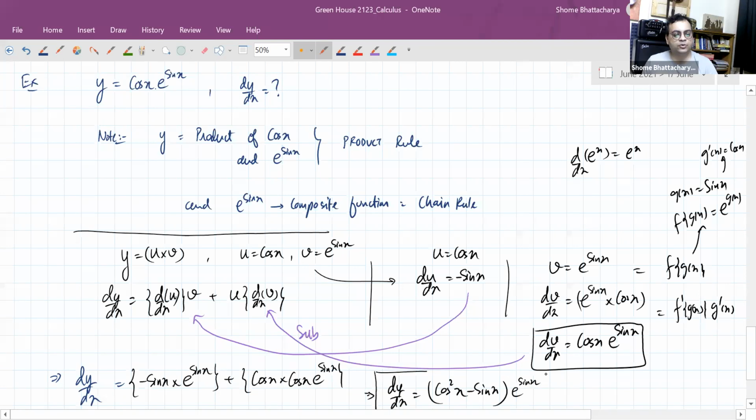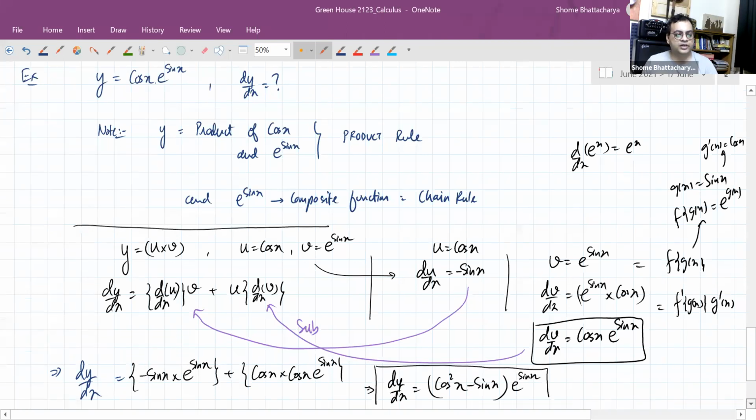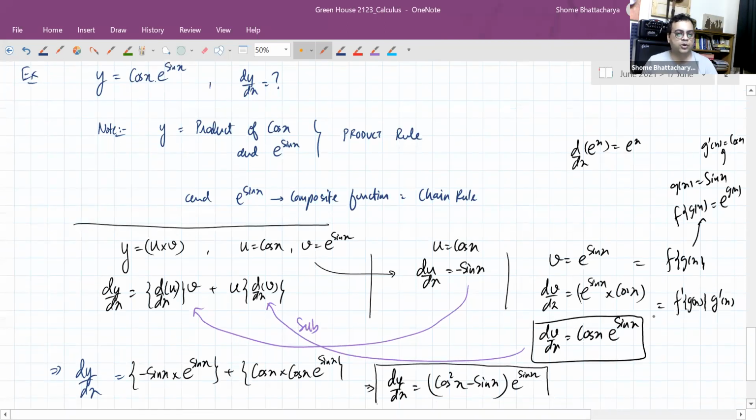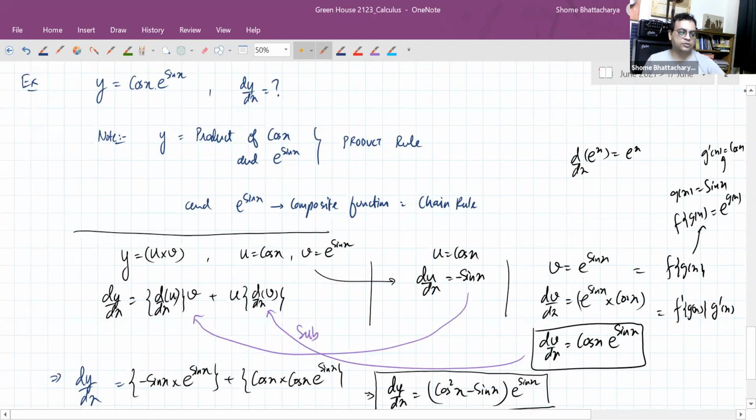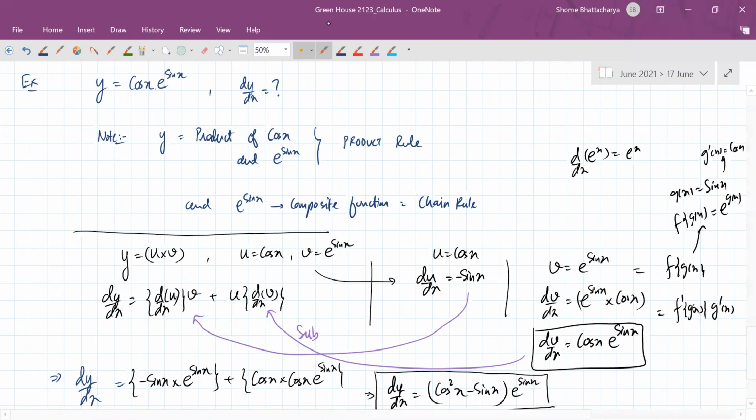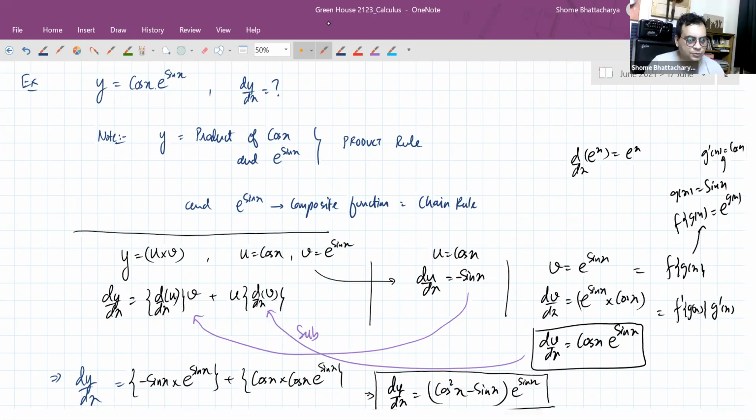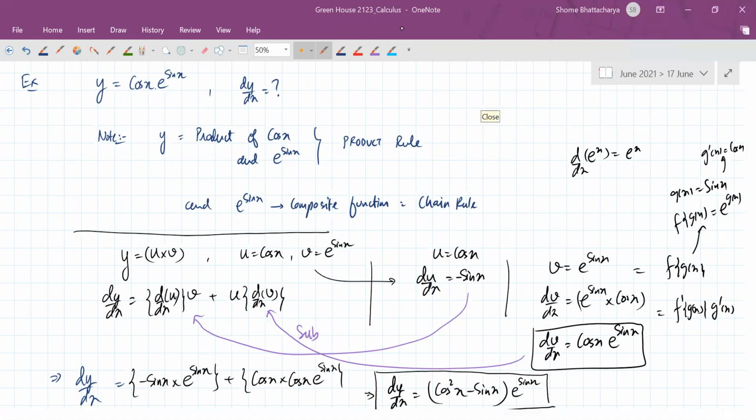Understood now? So in the same question we had to use two different properties of differentiation. One was the product rule and the other was the chain rule for composite functions, right? Yes, sir. Any doubts, people? Okay, so just make a note of this.